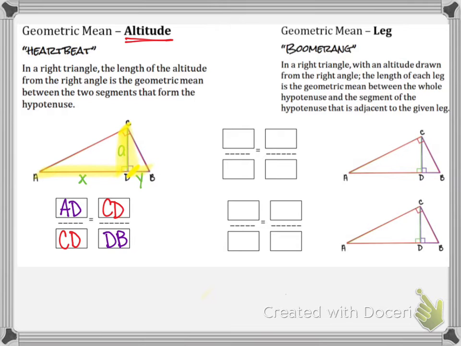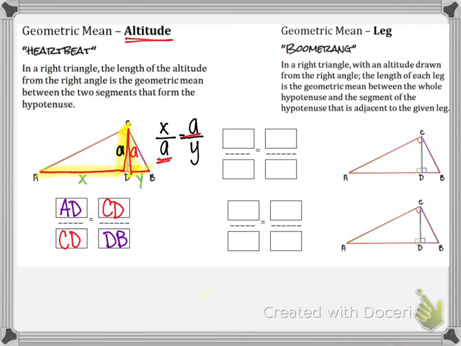So I'm going to write it out again. For a proportion, we'd have X over A, where A was our altitude, equals A over Y. So again, as our visual, I go along the hypotenuse till I hit the altitude, I'm going to go up, use A again, A again, and then across to Y. So we see that X over A equals A over Y, using that altitude as my mean.